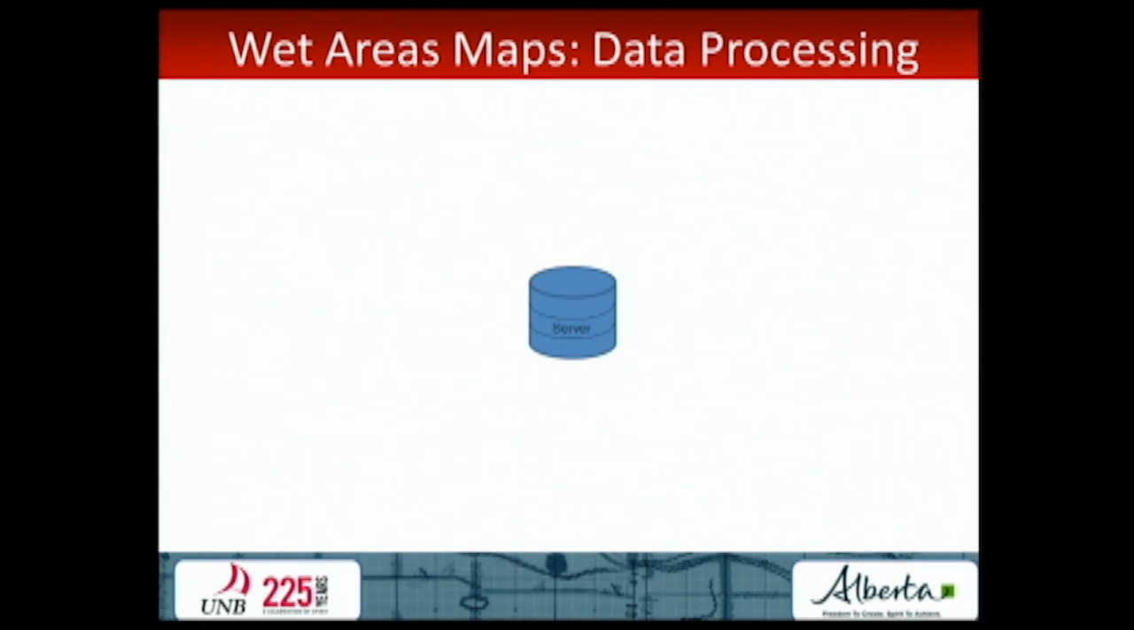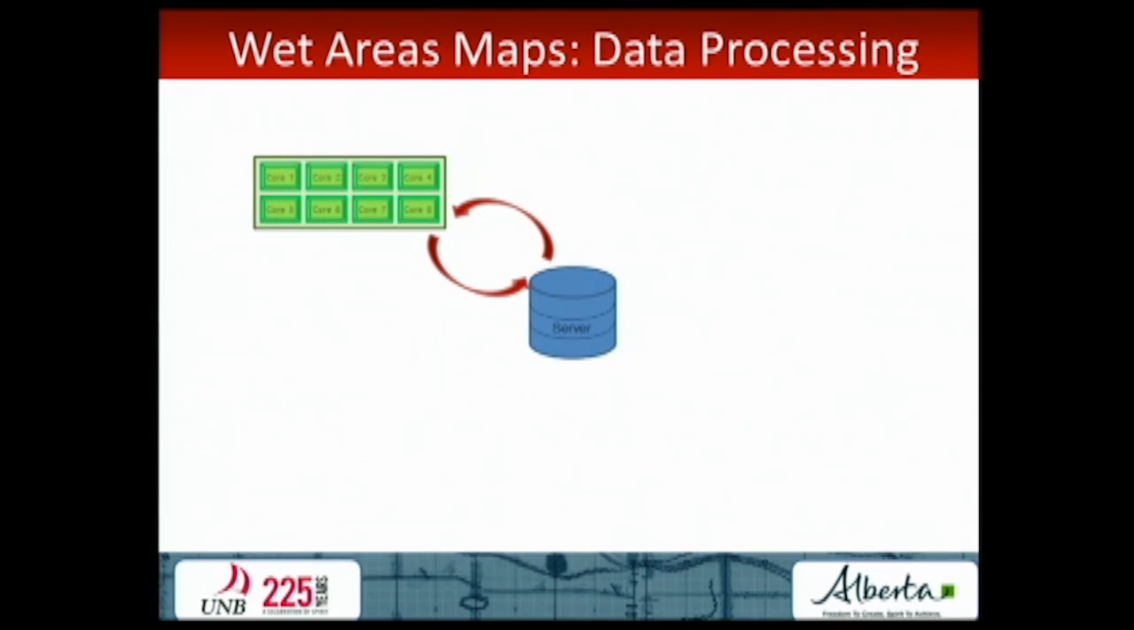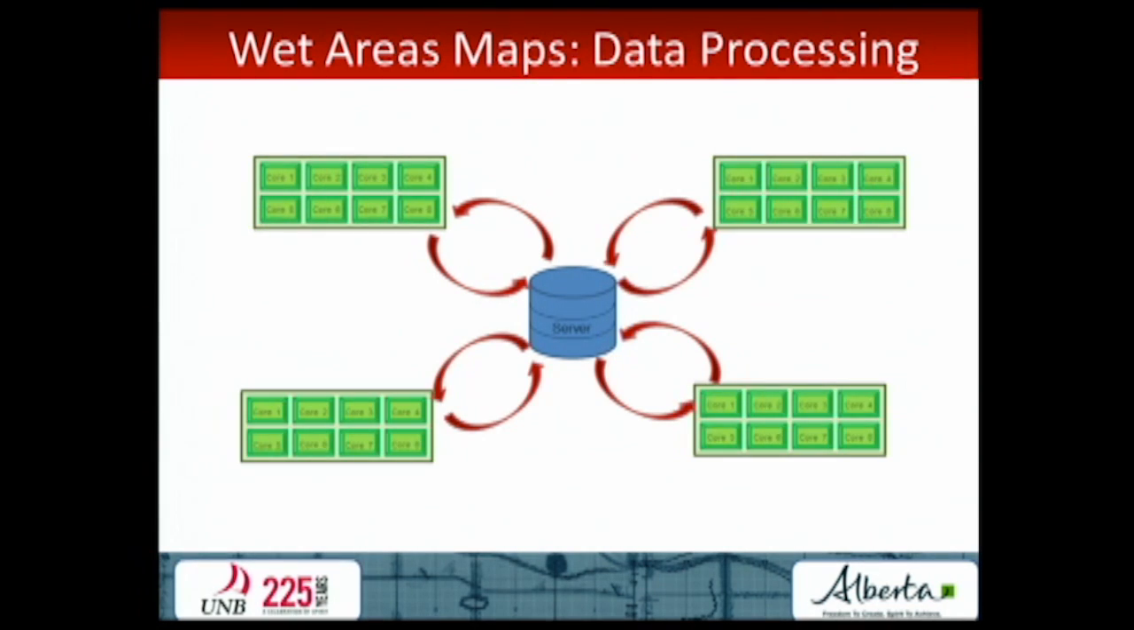In terms of the methods that we do use to process this data, all of the LiDAR data sits on an internal server at UNB. When an area is set to be processed, information is sent to a computer, the wet areas maps are processed, and results are sent back to the server. In order to make this project scalable, we split the project across multiple cores and span it across multiple systems. In this way, we're able to do very large areas at high resolution with a fairly quick turnaround time.